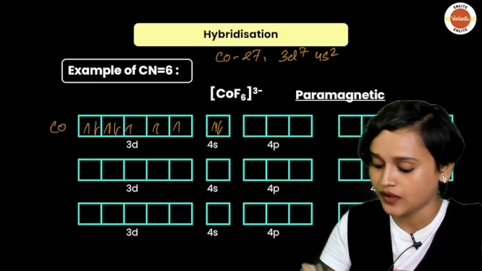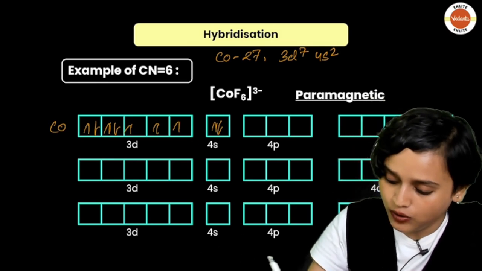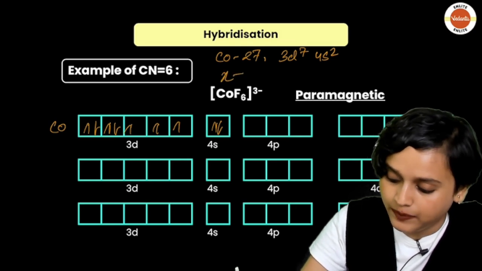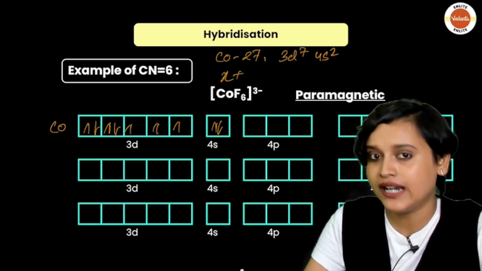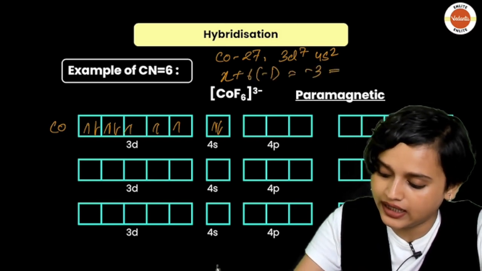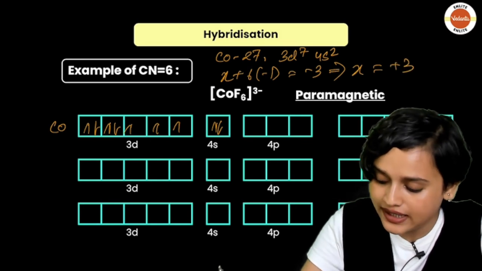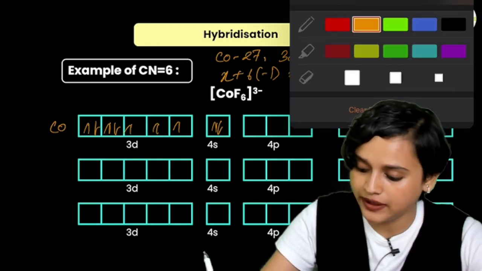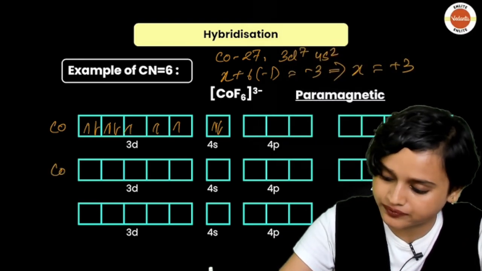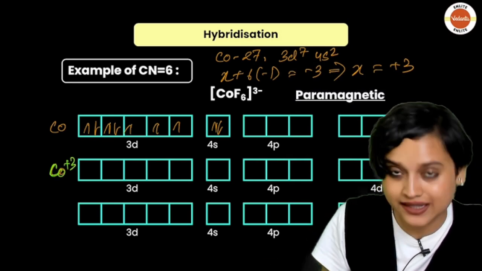Great, cool. Now this time, cobalt is in an oxidation state. Let's find out the oxidation state. Cobalt is X plus F6. Fluorine has one negative charge, right? So 6 into minus 1 is equal to minus 3. That means X is equal to plus 3. So once again, now what will happen? Cobalt in plus 3, Co3+ oxidation state.